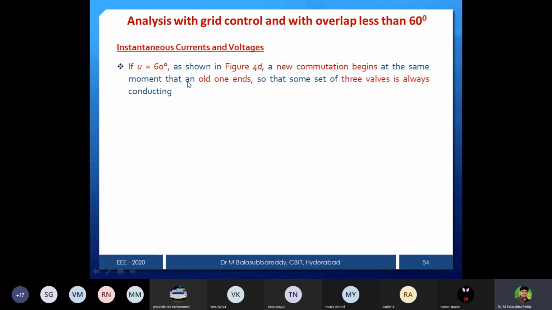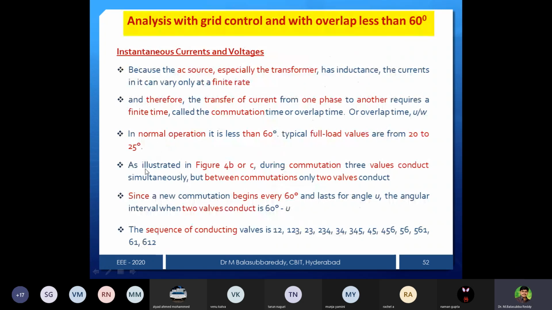If u is equal to 60 degrees, this side I wrote. Since a new commutation occurs every 60 degrees in total, in that one is conducting for some duration, and the rest of the time the remaining devices, 1 and 2, conduct for only 60 minus u, the overlap angle, which may be 10 degrees or 20 degrees. Then the sequence is like this, as I drew in the previous slide. This is the sequence 1 2, then 1 2 3. This is the overlap period. Then 2 3 non-overlap period. Then 2 3 4 is an overlap period, and then non-overlap period and overlap period, like that.